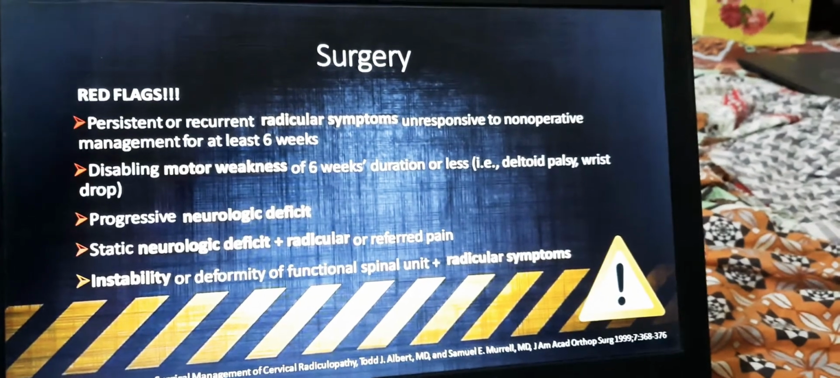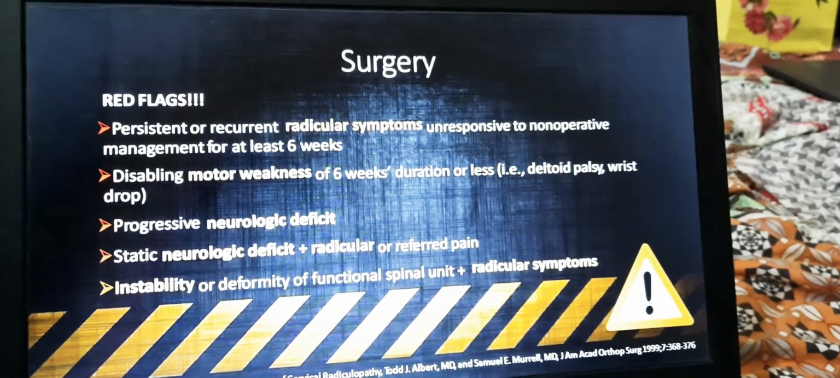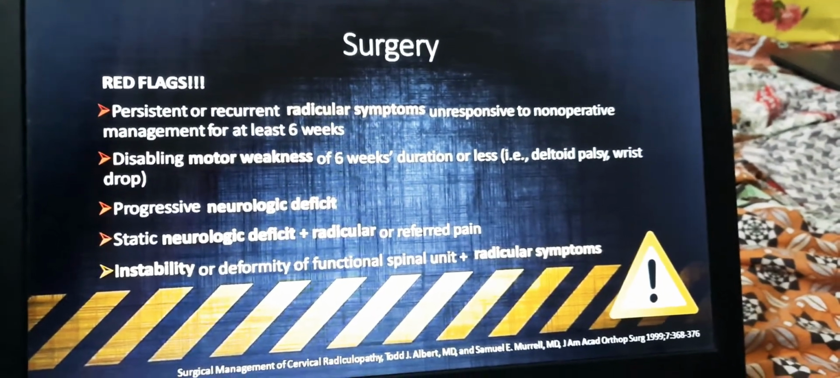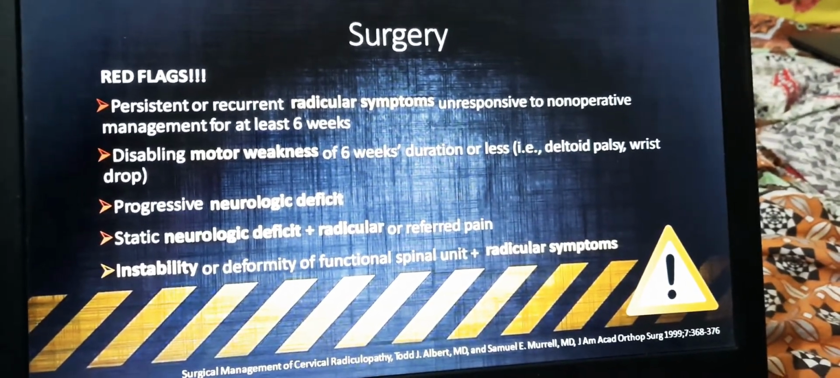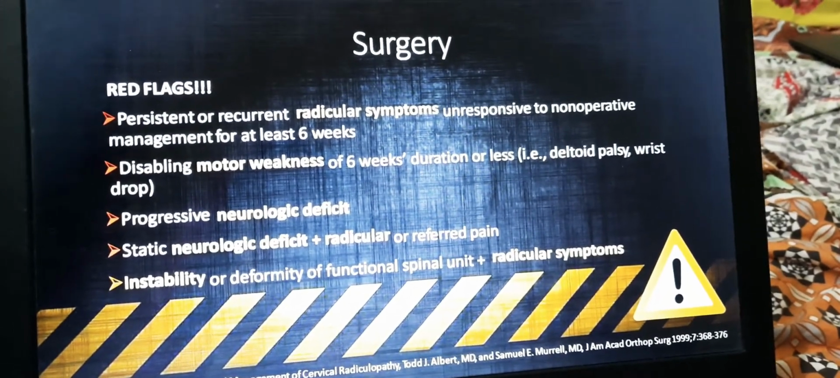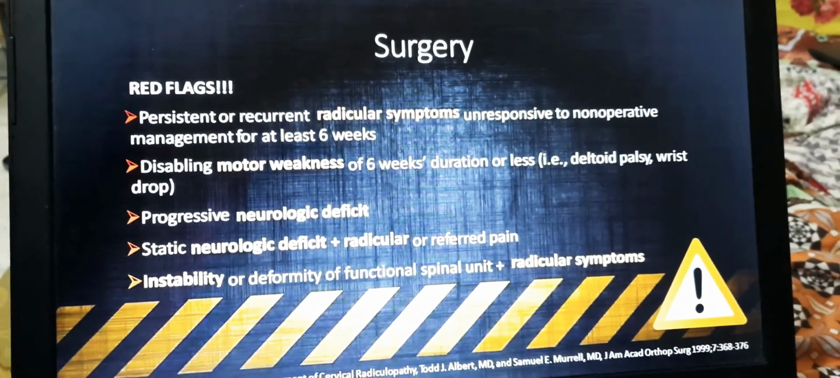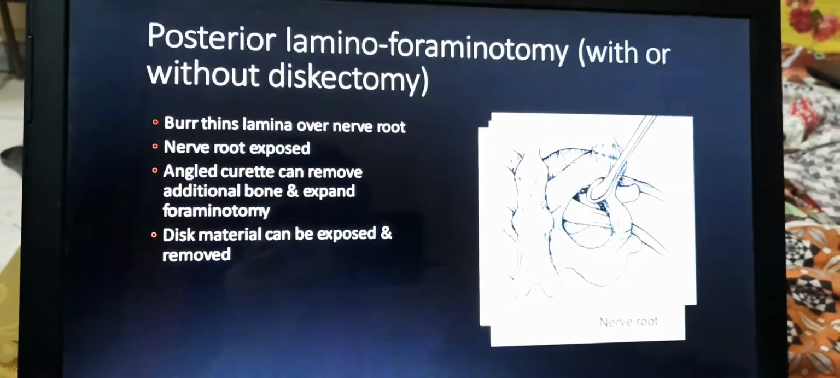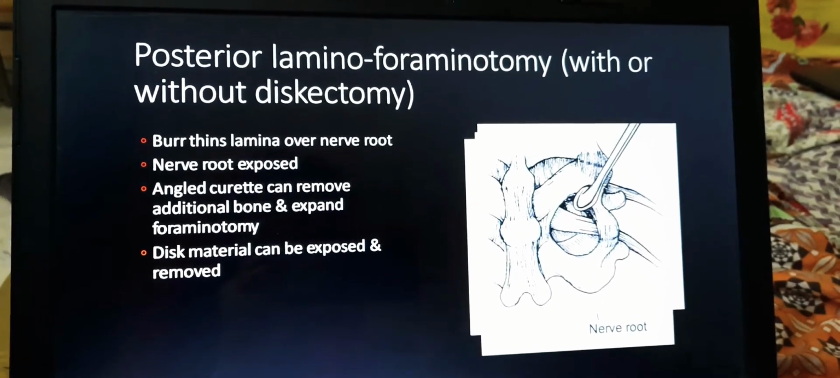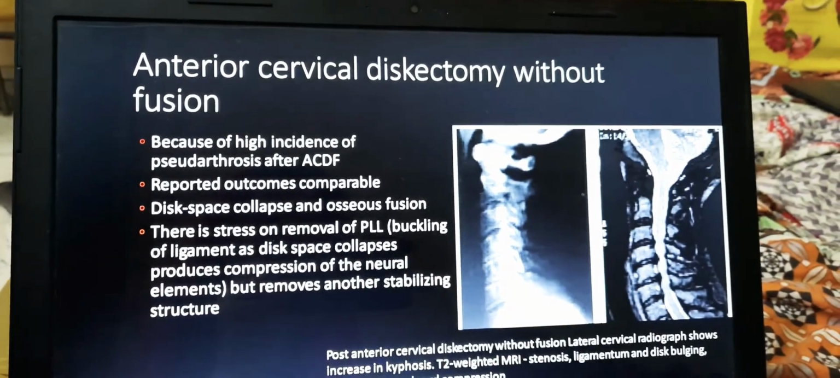Surgery. There are some red flags for surgery. In these cases, surgery is necessary: persistent or recurrent radicular symptoms unresponsive to non-operative management for at least 6 weeks; disabling motor weakness of 6 weeks duration or less, that is deltoid palsy; progressive neurological deficit; static neurological deficit plus radicular or arm pain; instability or deformity of the functional spinal unit, plus radicular symptoms. Surgery could be posterior laminoforaminotomy, anterior cervical discectomy and fusion, anterior cervical discectomy without fusion, or cervical disc arthroplasty.